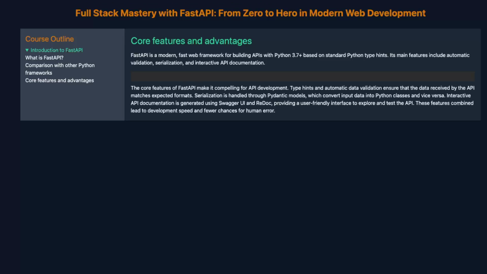Core features and advantages. FastAPI is a modern, fast web framework for building APIs with Python 3.7+, based on standard Python type hints. Its main features include automatic validation, serialization, and interactive API documentation. The core features of FastAPI make it compelling for API development.